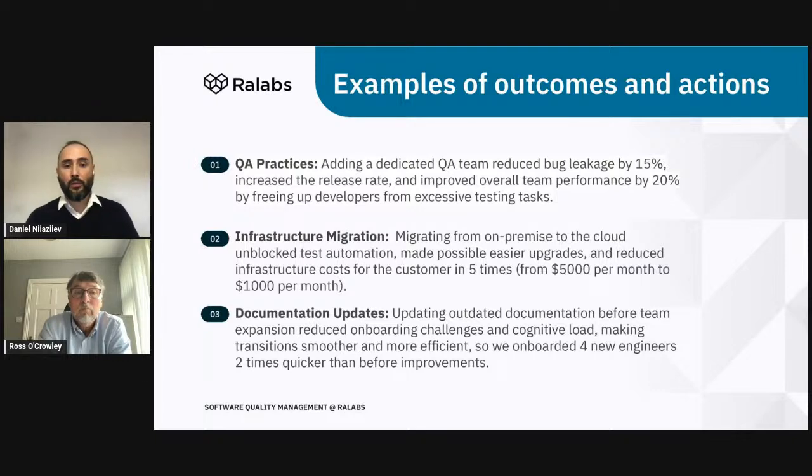It's much more flexible, and infrastructure cost decreased significantly. So from 5,000 per month to 1,000 per month, because on-premise is just more expensive. And last case is about documentation.